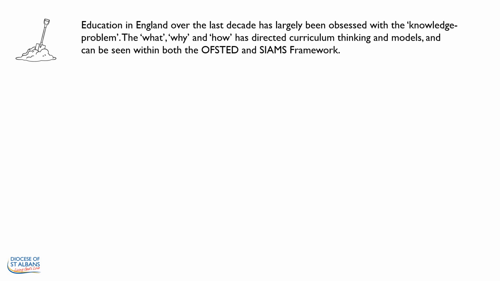So let's start thinking a little bit about the context of education in England in which we're working. Over the last decade, education in England has largely been obsessed with what's called the knowledge problem. What's knowledge? Why is that knowledge important? And how should we as teachers allow pupils to understand that knowledge has very much directed curriculum thinking and models, and it can be seen within both the Ofsted and the SciAMS framework.